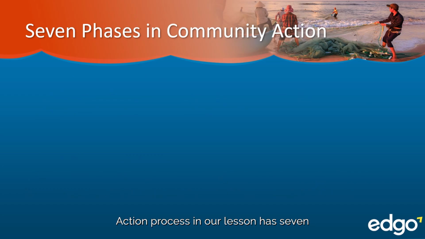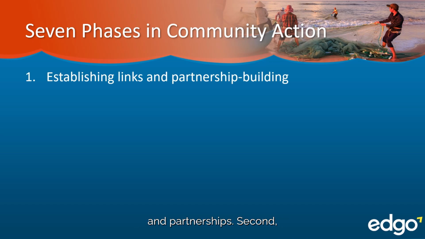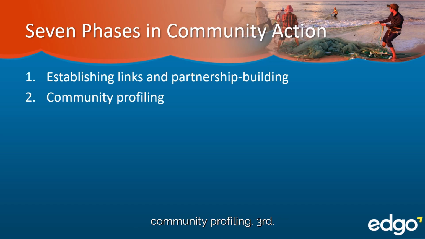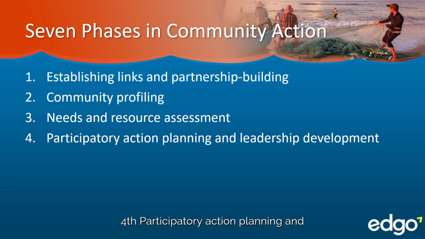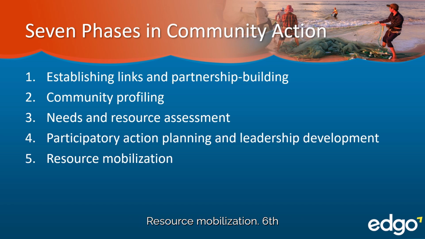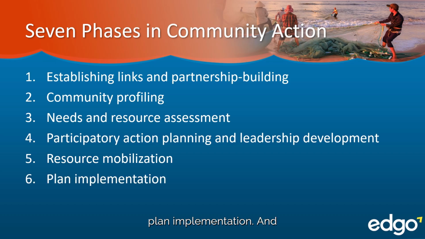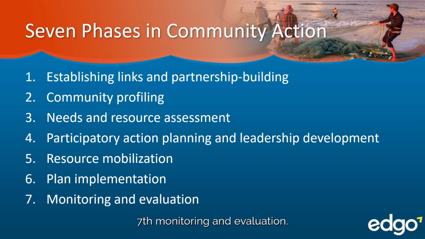The community action process in our lesson has 7 phases. First, establishing links and partnerships. Second, community profiling. Third, needs and resource assessment. Fourth, participatory action planning and leadership development. Fifth, resource mobilization. Sixth, plan implementation. And seventh, monitoring and evaluation. We will now look at each phase.